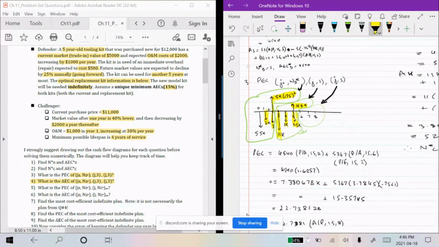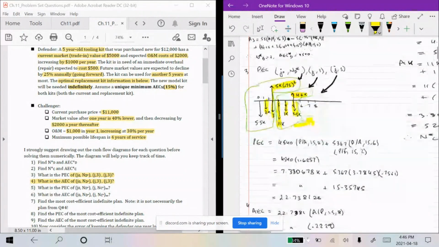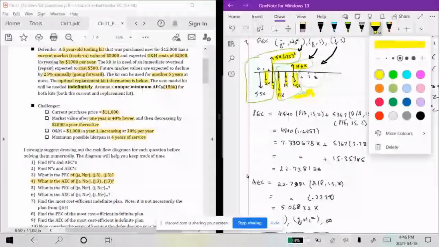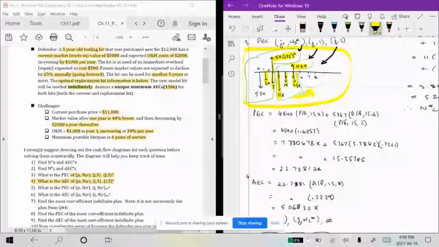We're gonna follow this again in the second cycle. The same thing again. I didn't draw it, but that's gonna be the same thing. Now this is the entire plan. We need to find the present equivalent cost for this plan. So that's what I'm doing here.